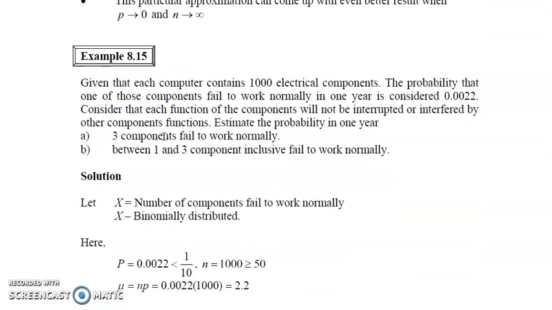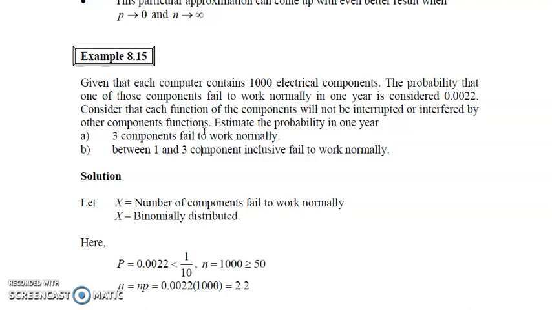Just proceed with example 8.15. Given that each computer contains 1,000 electrical components, the probability that one of those components fails to work normally in one year is considered 0.0022. Consider that each component's function will not be interrupted or interfered with by the other components' functions. Estimate the probability that, in 1 year, between 1 and 3 components inclusive fail to work normally.